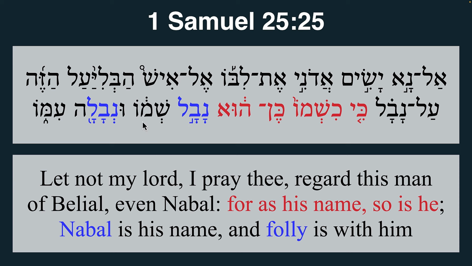Nabal shmo unevala imo. Nabal is his name and folly is with him. And that is why, for as his name is, so he is. Because Nabal means foolishness, and so he was a fool. So the names really represented who they were, and that's how it was understood.